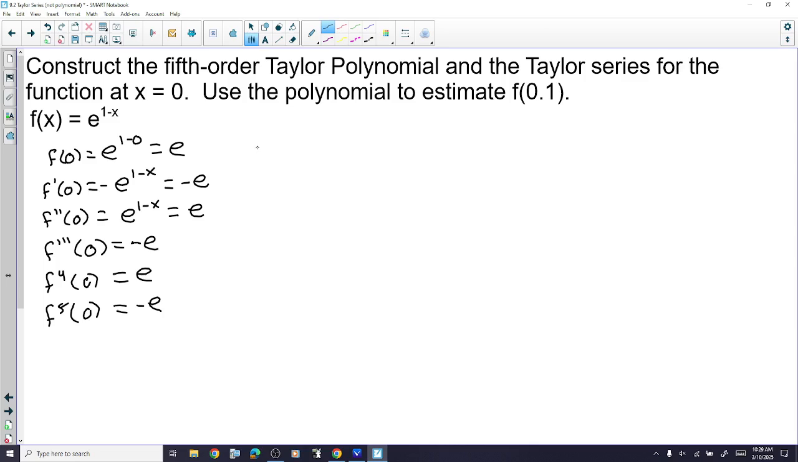Centered at 0. So p sub 5 of x is e minus e x squared over 2 factorial, e x to the third over 3 factorial, and we're going to keep going. Alternate. Minus, plus, minus, plus. That needs to be a minus. Plus. And minus.